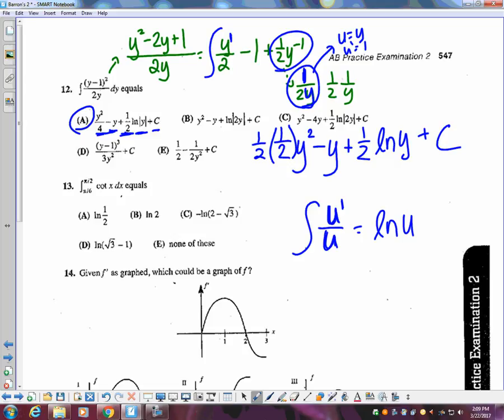Okay, now we're going to look at number 13. Okay, so I'm going to erase this so I have room.